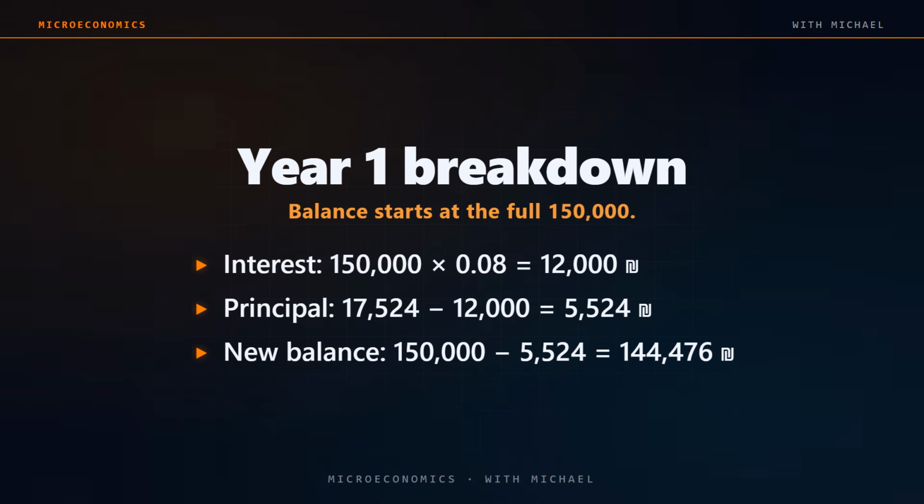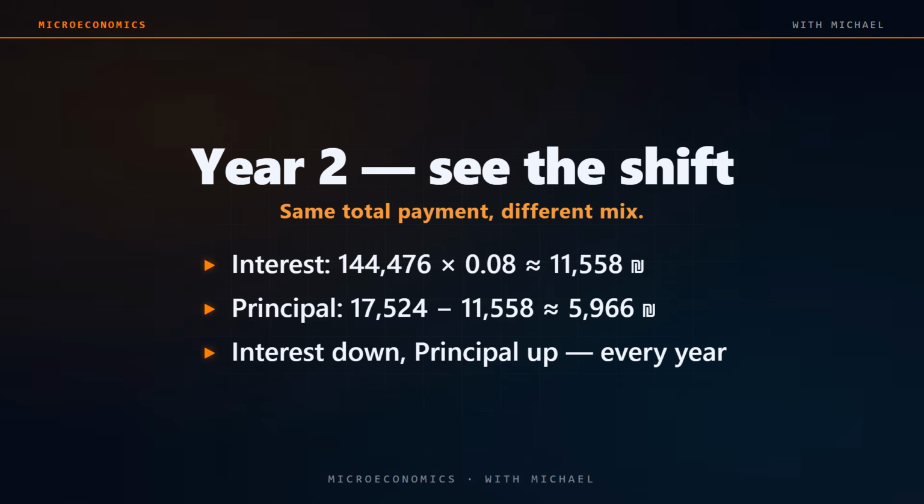17,524. But interest dropped from 12,000 to 11,558, and principal rose from 5,524 to 5,966. This is the Spitzer schedule in action. Every year, the interest portion shrinks slightly and the principal portion grows.